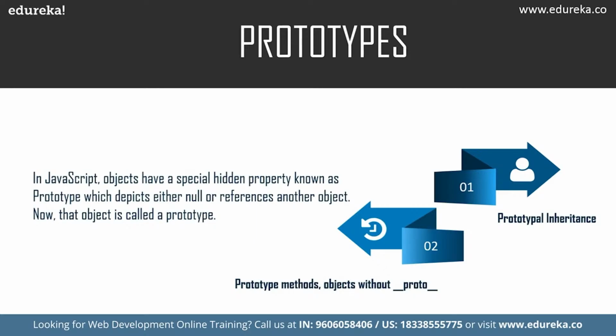Firstly, talking about prototypal inheritance. In programming, we often want to take something and extend it. Suppose you have a user object with its properties and methods, and you want to make admin and guest as slightly modified variants of it.